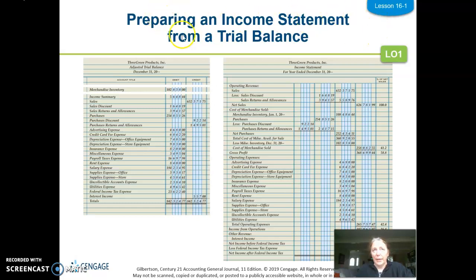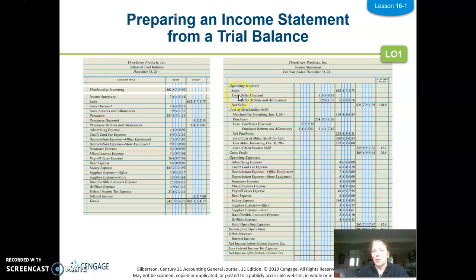So, preparing an income statement from a trial balance, if you recall, everything from income summary on down relates to the income statement. Most of our information is coming from this worksheet or adjusted trial balance when we complete this income statement for Three Green Products, our corporation that's a merchandiser. We're going to go through different slides for each section.